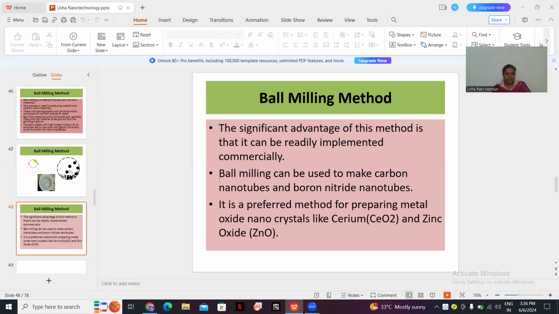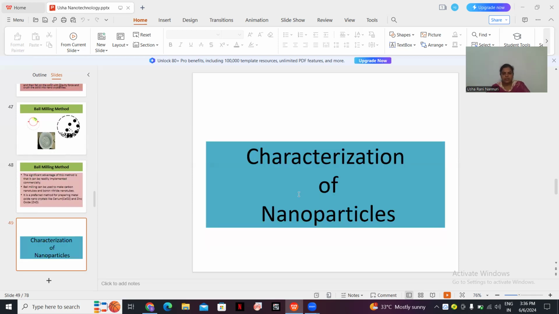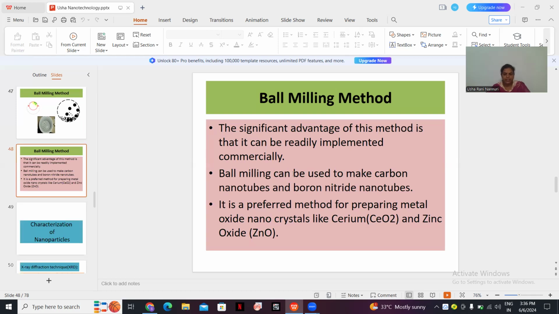Some advantages are there. The main advantage of this approach is the high production rate of nanopowders formed in the ball milling method. And some disadvantages are also there.